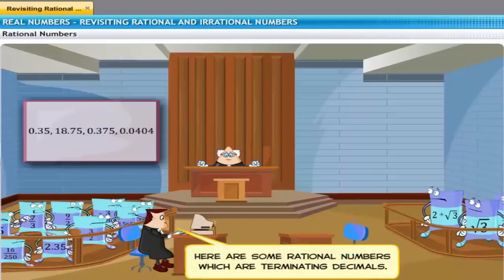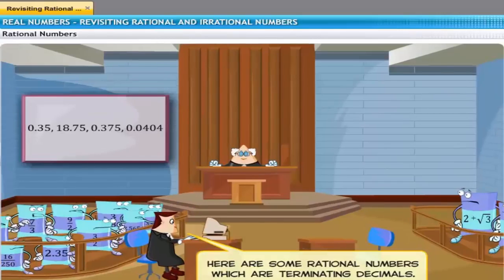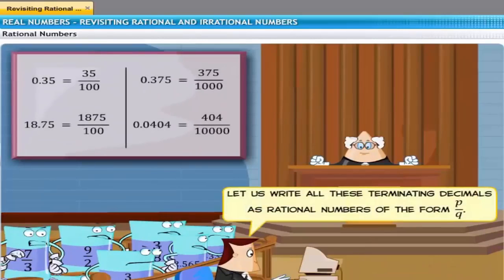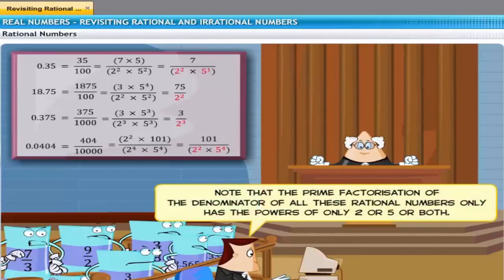Here are some rational numbers which are terminating decimals. Let us see what Mr. Public Prosecutor intends to do with them. Let us write all these terminating decimals as rational numbers of the form P upon Q. Note that for all these rational numbers, the prime factorization of the denominator has power of only 2 or 5 or both.